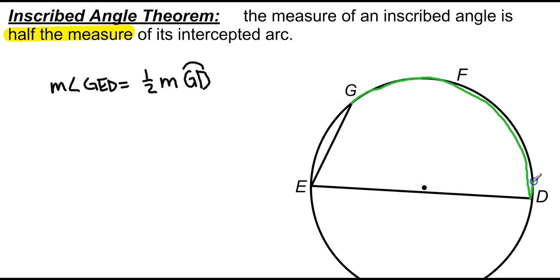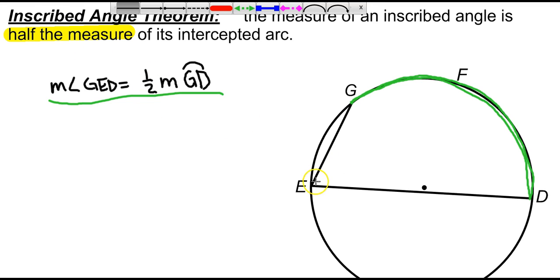I missed a little bit, but hopefully you get the picture. So there's the arc that the inscribed angle projects to. And because that's the arc it projects to, we know that the inscribed angle is half the measure of the arc.